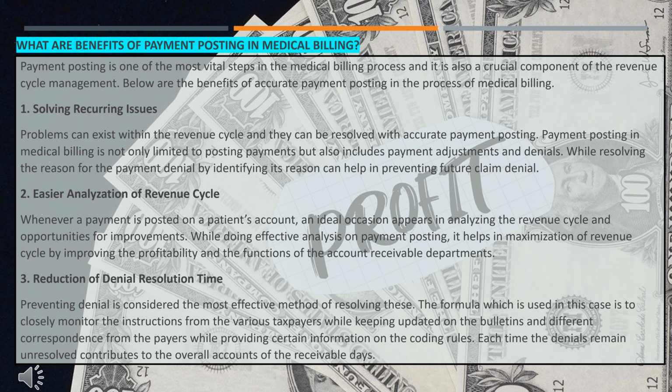3. Reduction of denial resolution time. Preventing denial is considered the most effective method of resolving these. The formula used in this case is to closely monitor the instructions from the various payers while keeping updated on the bulletins and different correspondence from the payers, which provide certain information on the coding rules. Each time denials remain unresolved, it contributes to the overall accounts receivable days.